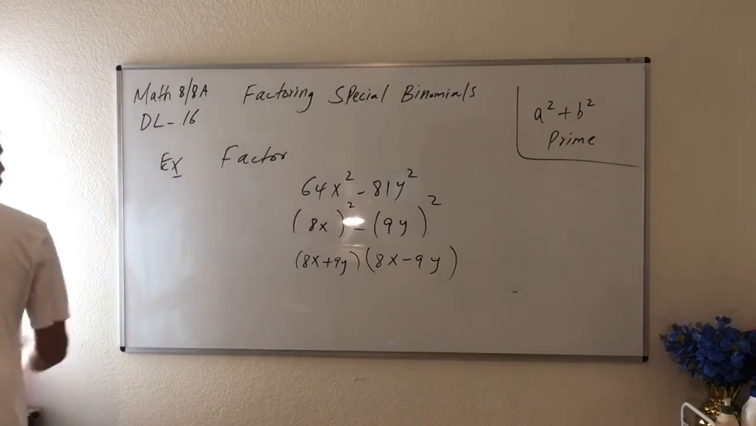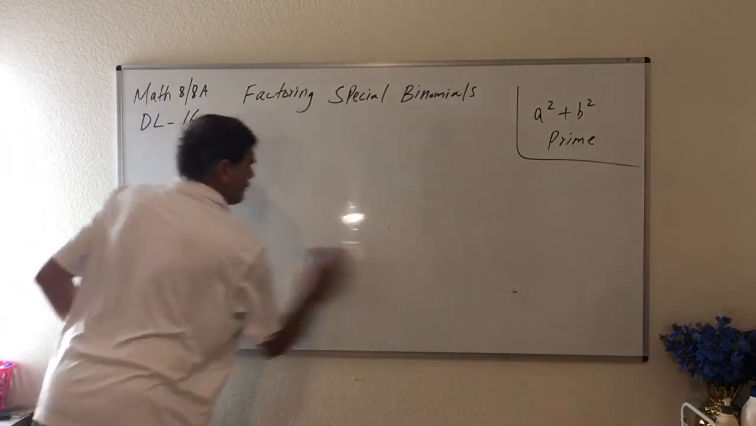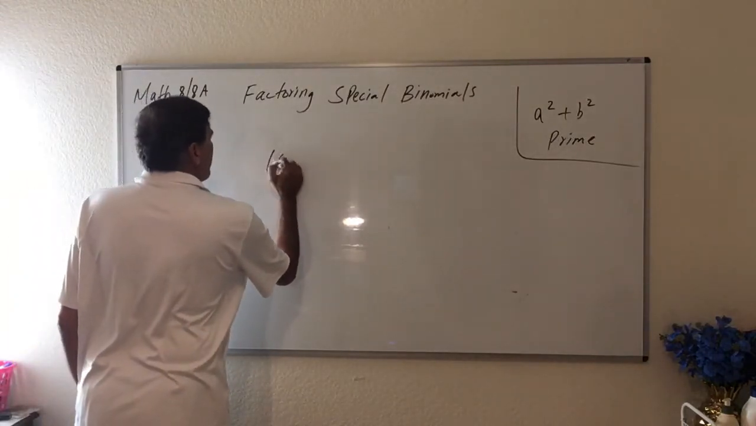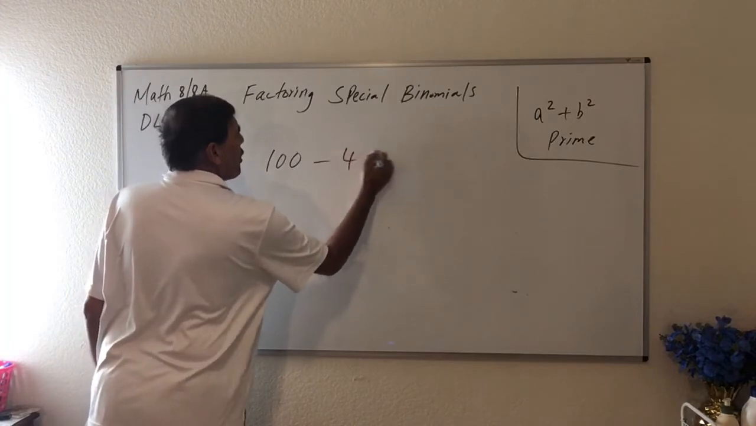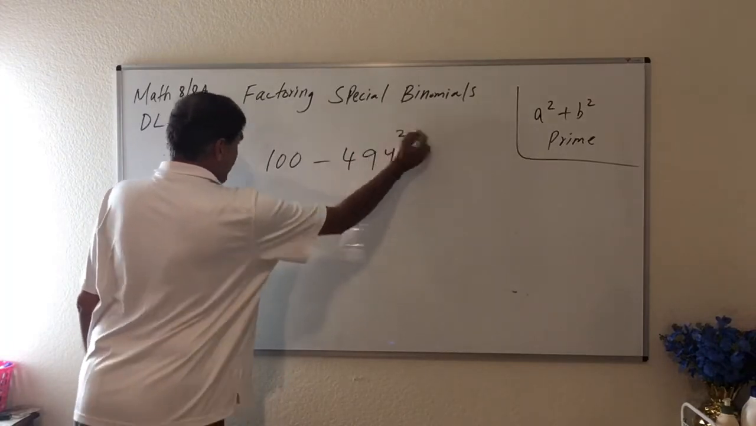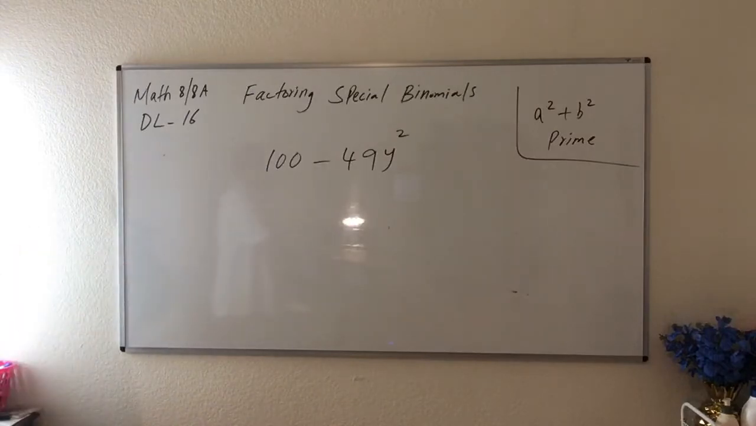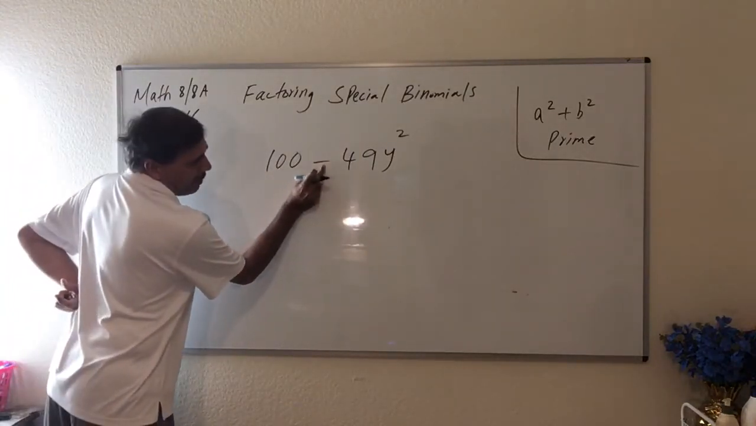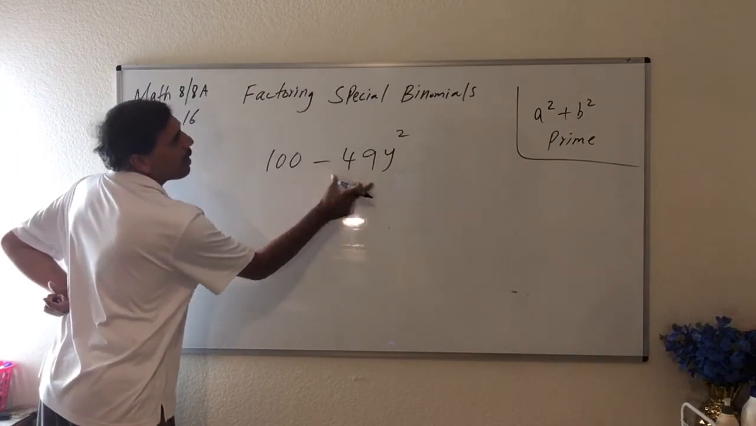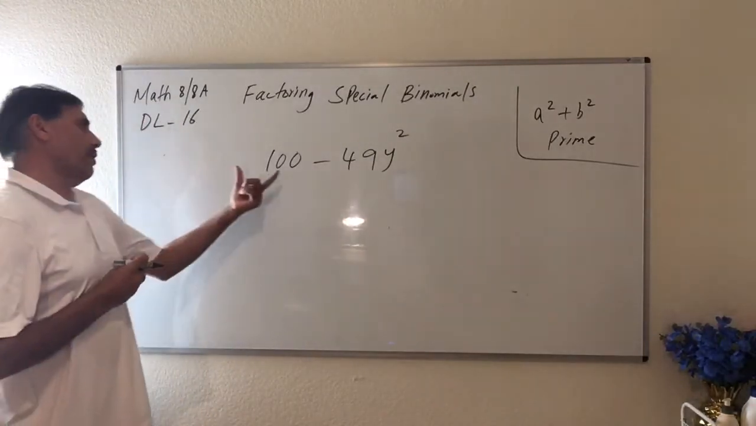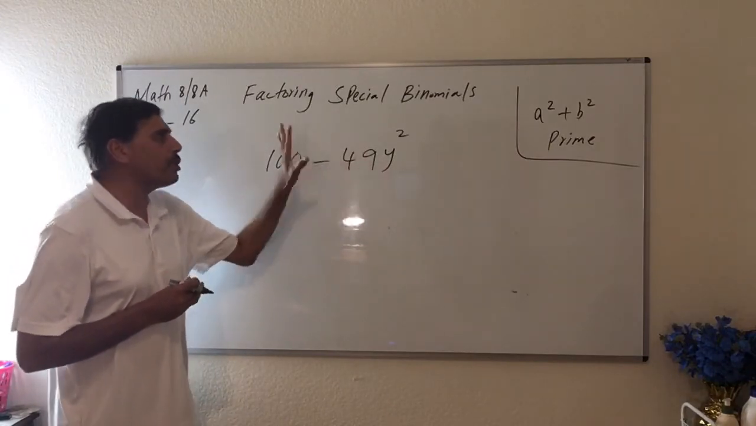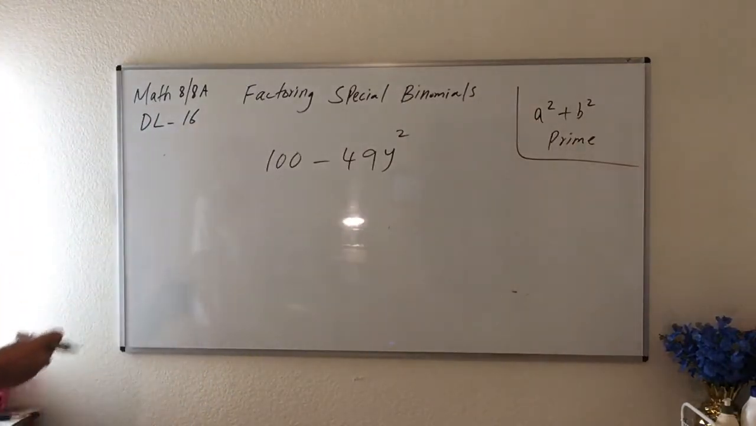So let me show you maybe one or two more examples. Here is one. For example, sometimes they give you 100 minus 49y squared. So you can pause and try it, and then I can do it. Okay, so here is 100. Can you minus? Yes, it must be minus here. We can factor, so it could be a perfect square. Is 100 a perfect square? Yes. Is 49 a perfect square? Yes. Is y squared perfect? Yes. So this means we can factor using the special case.